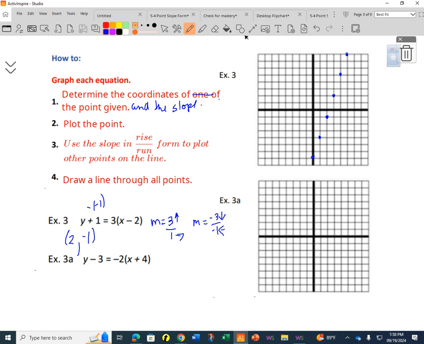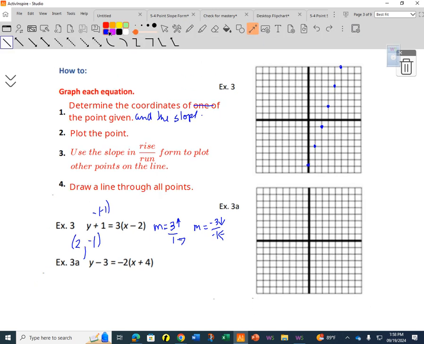Once we've gotten them all the way to the edge, we can't go any longer, making sure that we plot a line, not a point. And that's it.